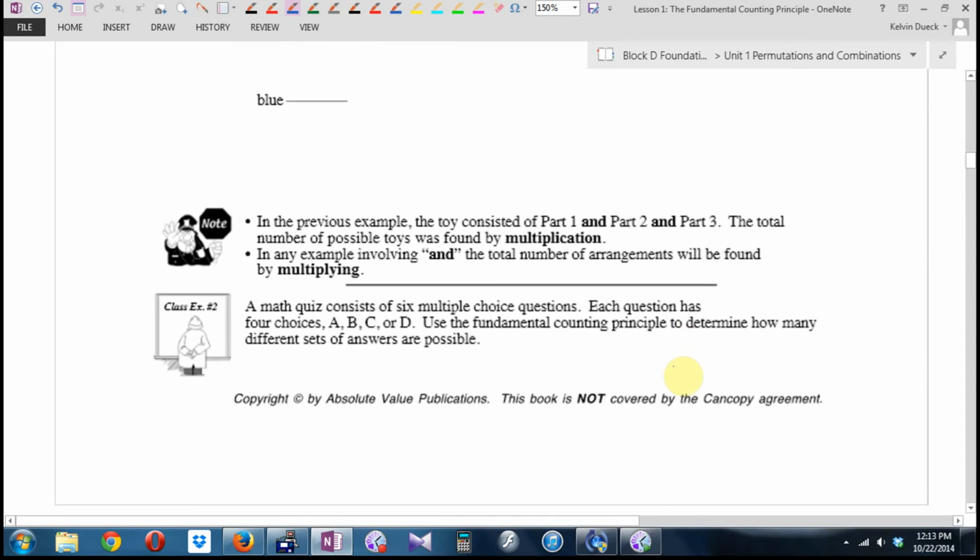So, repeating myself. In the previous example, the toy consisted of part 1 and part 2 and part 3. And we found the total number through multiplication. In fact, in this unit, the word and means multiply. Now that's different from English. In English, if I say, what's 5 and 6? What would you tell me? 11. In this unit, it's 30. Both in combinatorics and in probability, and means times.